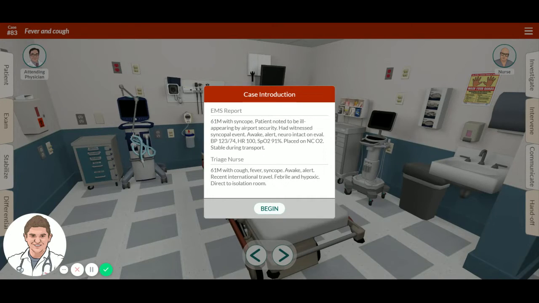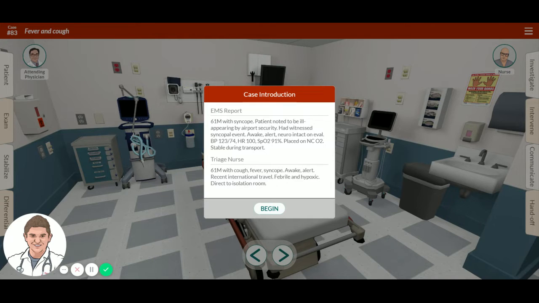Going to give you a walkthrough today of our newest case, case 83, with presenting complaint of fever and cough. This will give you a breakdown of the case and also learn a little bit about how to use the app. So let's get started.